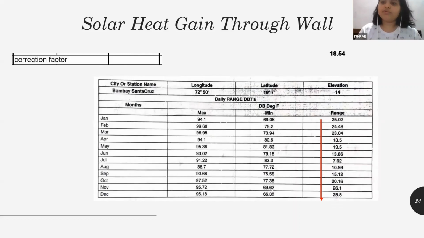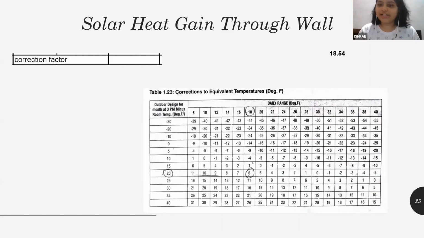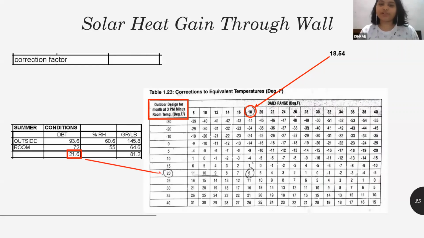Now what I'm going to do is take this 18.54 and mark it on my daily range. So here it is. Then on the left hand side, on the vertical side, you can see something written as outdoor design dry bulb temperature for month at 3 p.m. minus room temperature. That means outdoor DBT minus room DBT. Simple. We have already calculated the delta as 21.6. So I'm going to go ahead and mark the number closest to 21.6. If you want, you can interpolate and find the exact value for 21.6. But anyway, for now, I've only taken directly 6 as my correction factor. So you can interpolate it and get some 7 point something number. It's your choice. Okay.